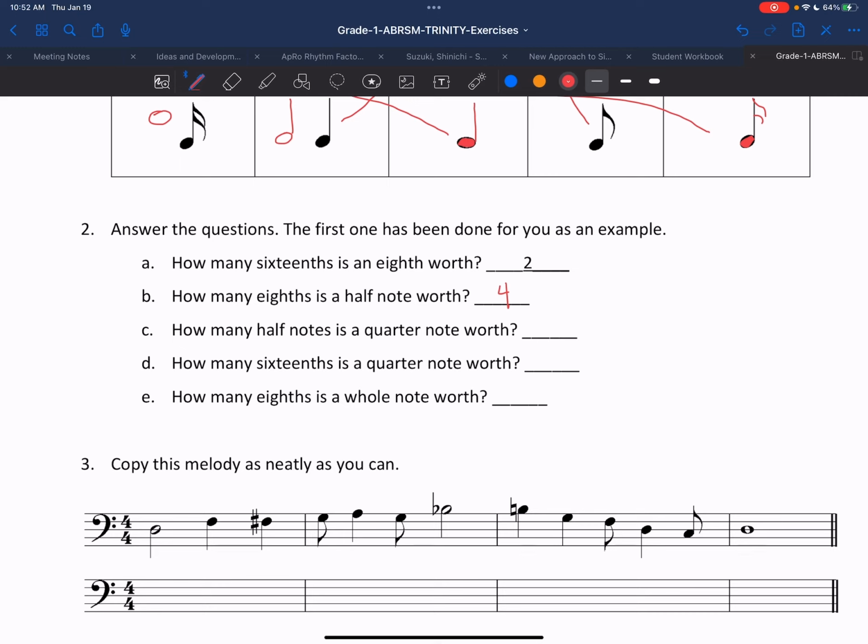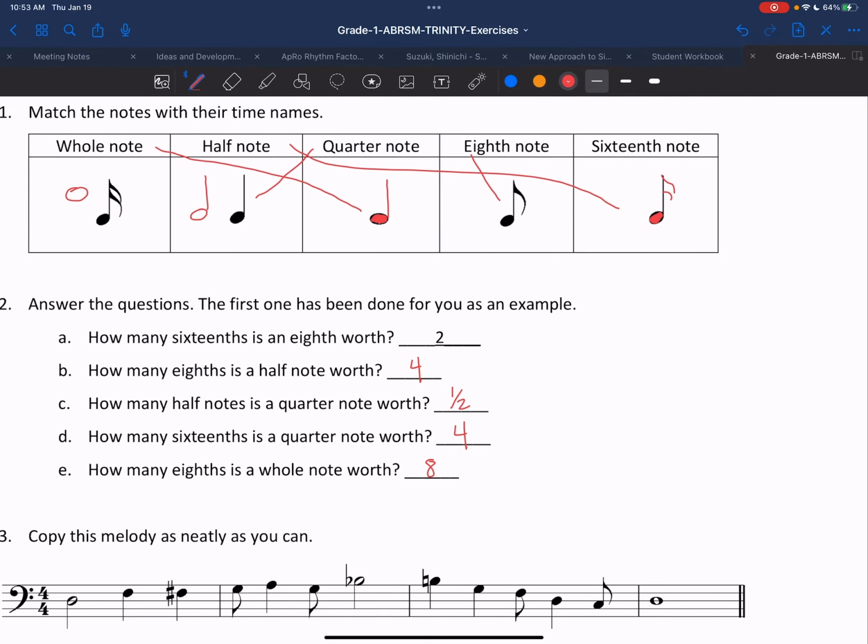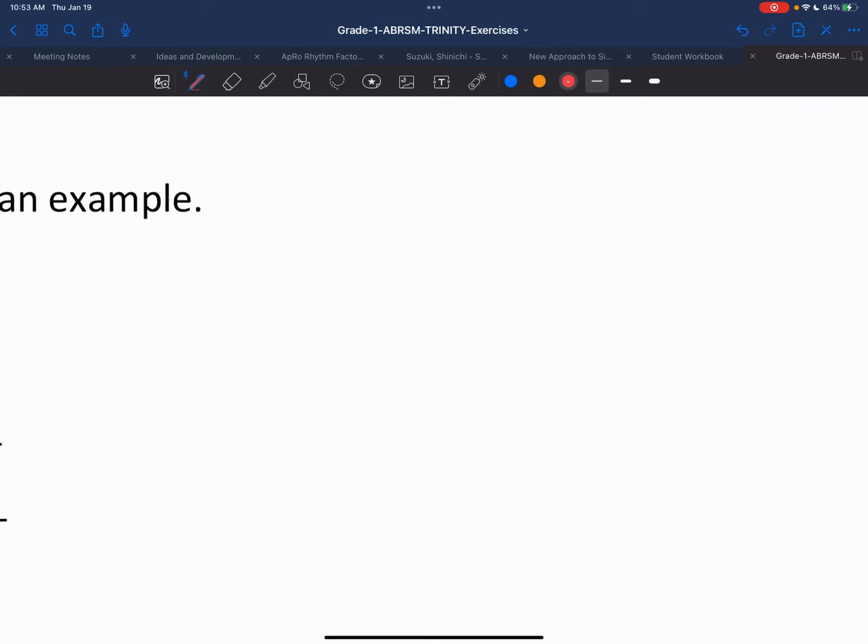How many half notes is a quarter note worth? So this one is the opposite now. We're going to half. And how many 16th notes are there in a quarter note? There are 4. And finally, how many eighths is a whole note worth? That would be 8. If you're uncertain for these, you can think of the following chart.